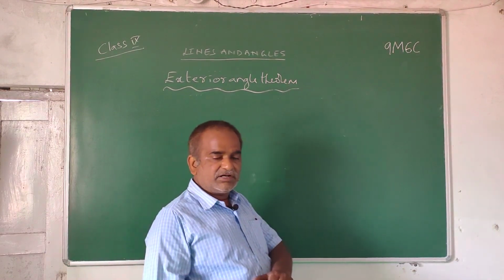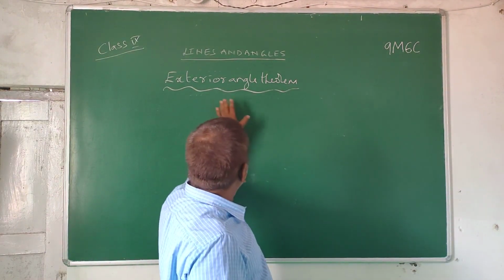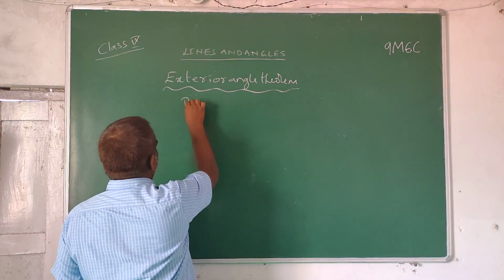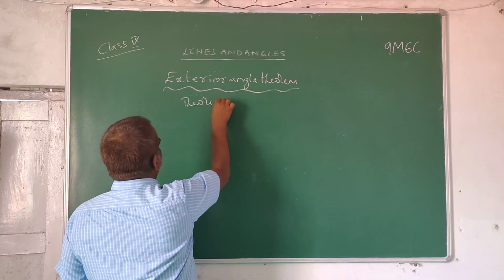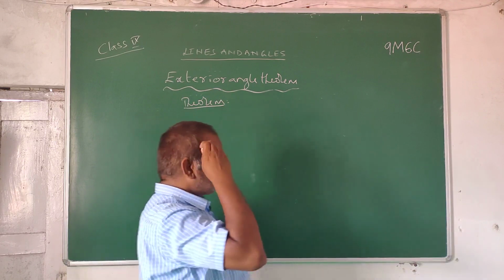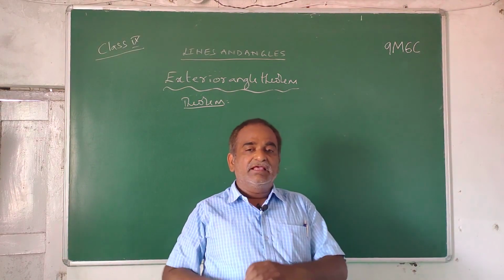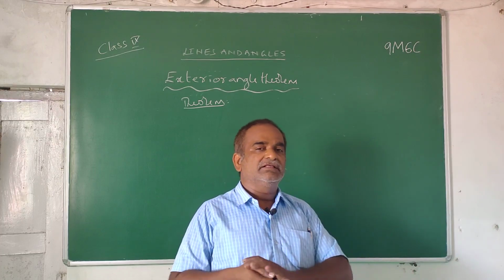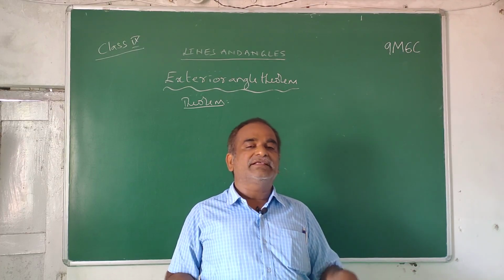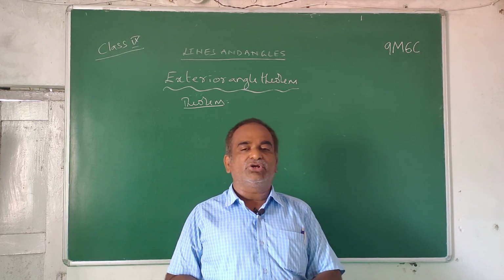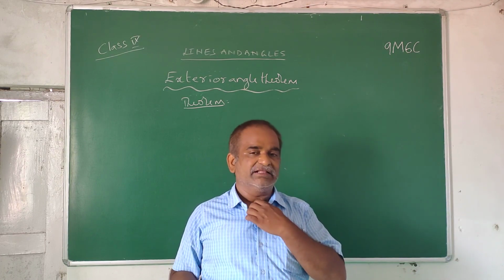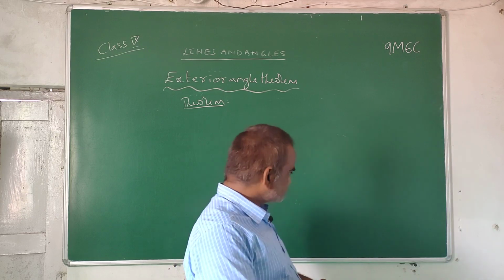So now, dear students, our next theorem is the exterior angle theorem. What is the exterior angle theorem? I am not writing the statement, but I am reading out the statement. See, if a side of a triangle is produced, then the so formed exterior angle is equal to the sum of its opposite interior angles. This is the statement.